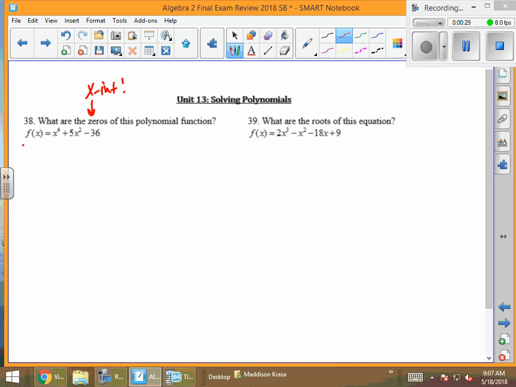If we look at our function, that has three terms, meaning we're going to use split the middle. So to split the middle, we multiply the 1 and the negative 36 together. So that's negative 36. And we need all the factors of 36. Okay, and then we'd have to choose which one to make negative.